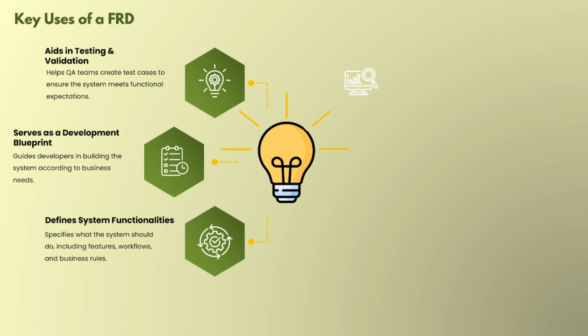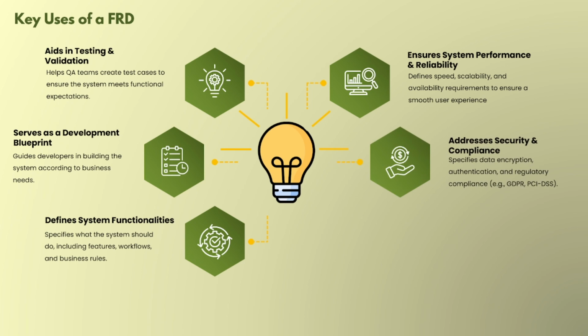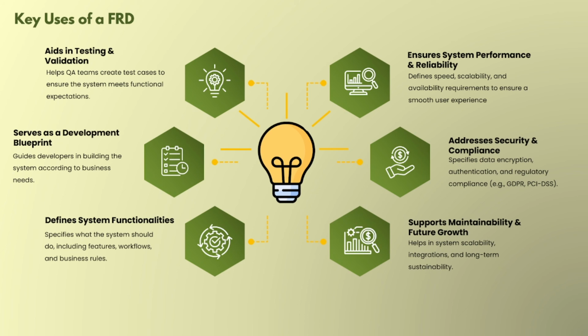Then next is ensuring system performance and reliability. It defines speed, scalability, and availability requirements to ensure a smooth user experience. Then it addresses security and compliance. It specifies data encryption, authentication, and regulatory compliance like GDPR and PCI DSS. Then last is supporting maintainability and future growth. It helps in system scalability, integration, and long term sustainability.